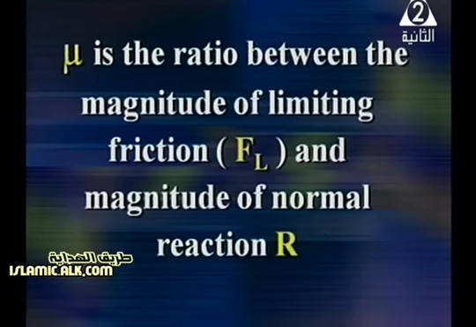But when a force acts on the body, a friction force appears. This friction force is called the limiting friction force. R dash, the resultant, equals the square root of normal squared plus F squared. Mu is the ratio between the magnitude of limiting friction and the magnitude of the normal reaction, R or N.